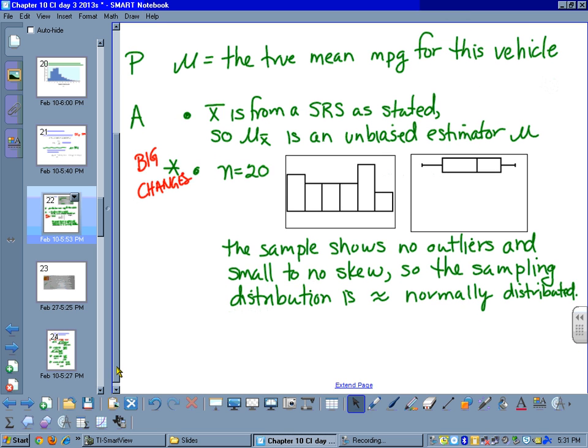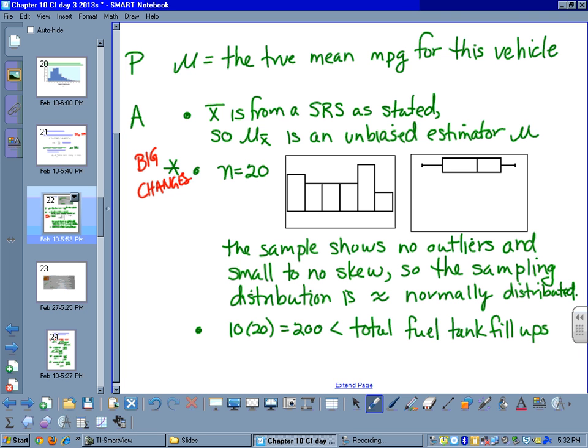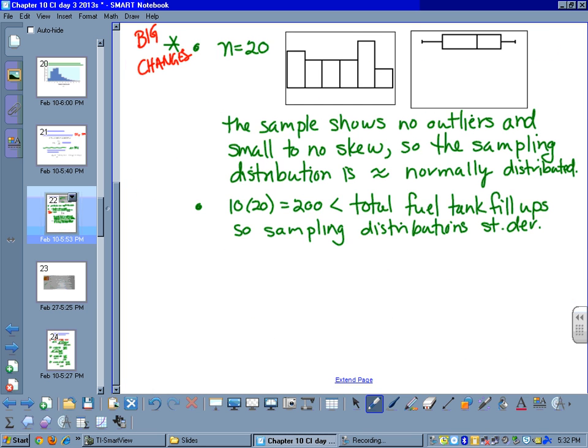And then finally, 10 times 20 is 200. And we are going to say that 200 is less than the total fuel tank fill-ups. In other words, it's less than the population. So the sampling distribution standard deviation is s sub x divided by the square root of n.